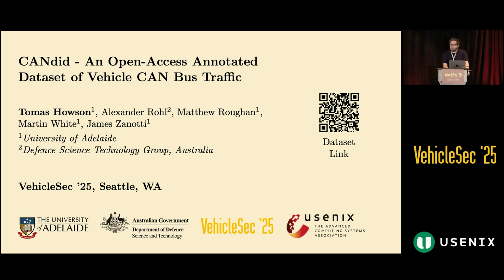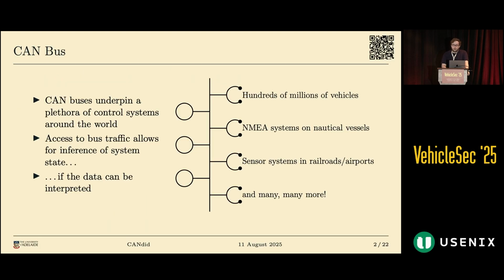So I'd like to start by preaching to the choir for a little bit. I think we can all agree CAN buses are pretty important. They seem to underpin a plethora of control systems that are used around the world. Almost every car out on the road today has one in its guts. It underpins the NMEA system, which we'll hear more about this afternoon, I believe. Multiple sensor systems rely on it. It is an architecture that is pretty important.